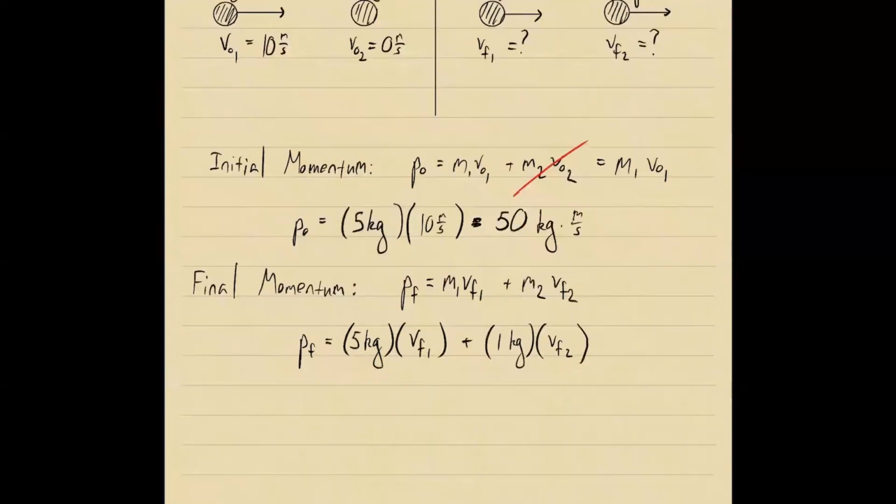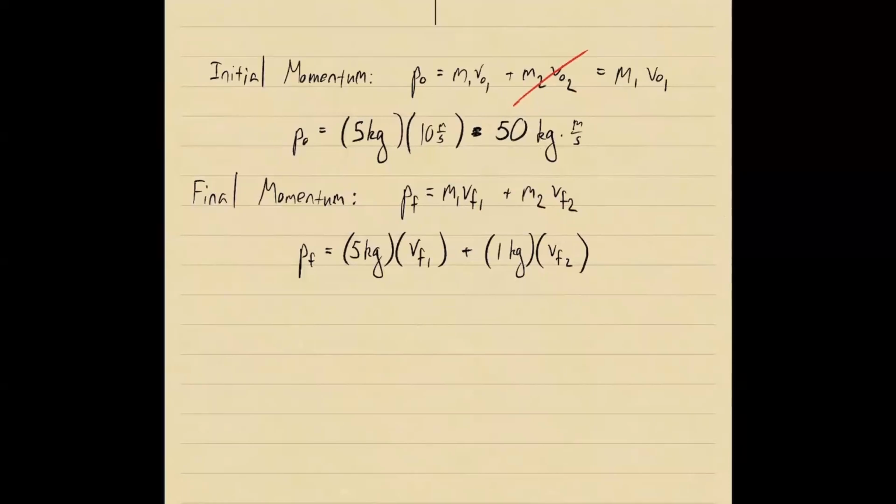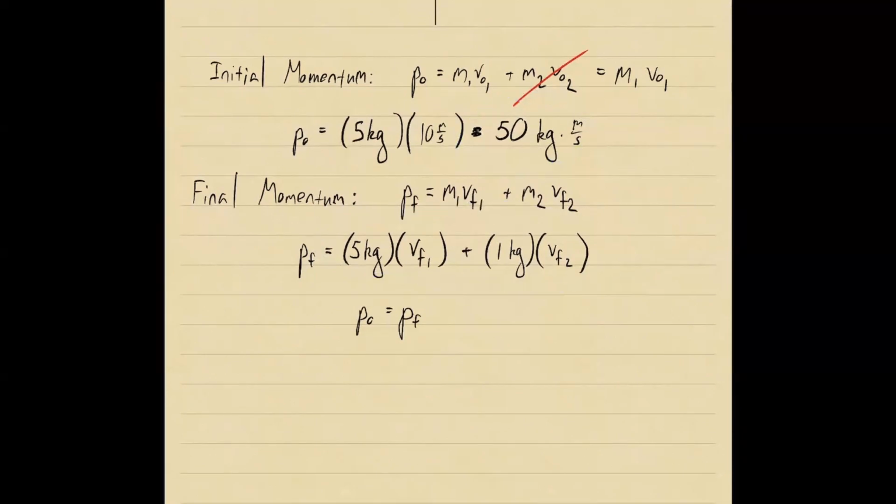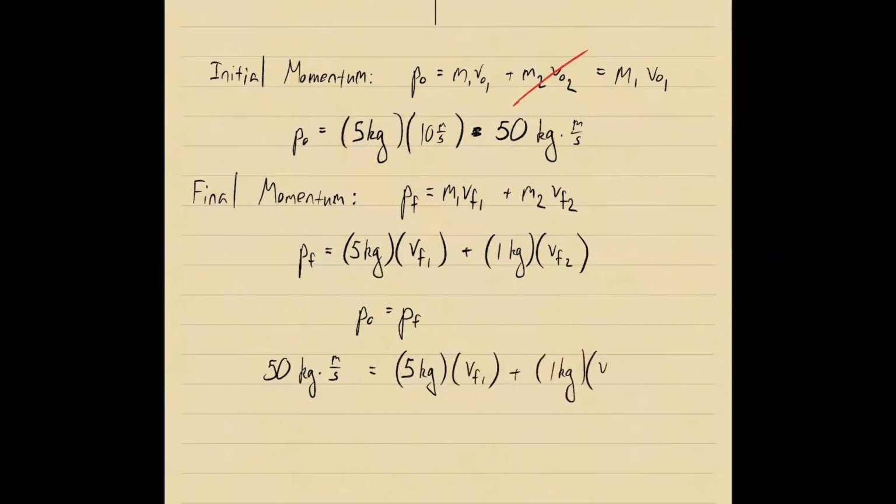And because of the conservation of momentum, we know that the initial momentum of our system is going to be equal to the final momentum of our system. This is literally the conservation of linear momentum. So on the left side, we have our initial momentum of 50 kilograms meters per second. And on the right, we have 5 kilograms times the final velocity for the first ball plus 1 kilogram times the final velocity for our second ball.